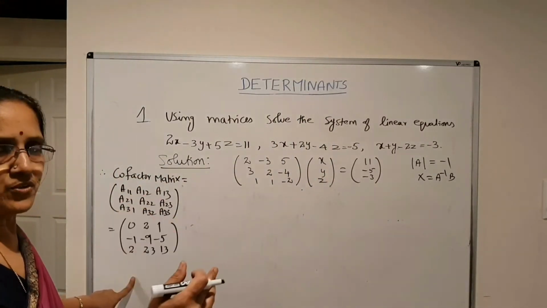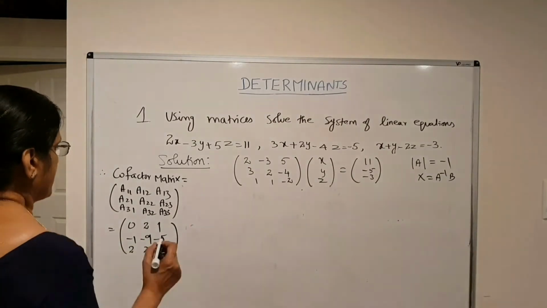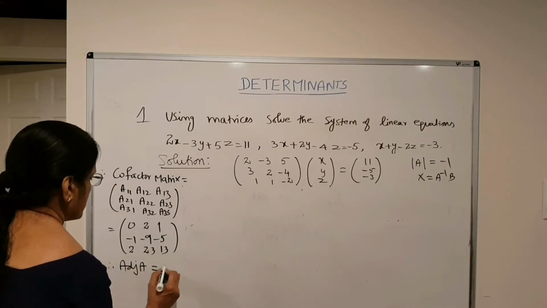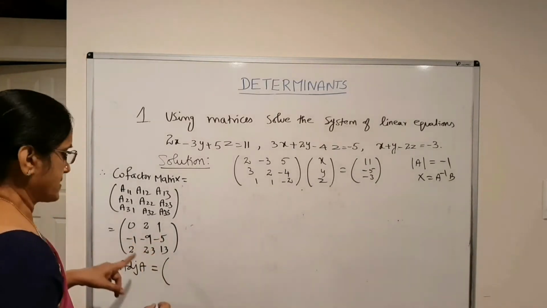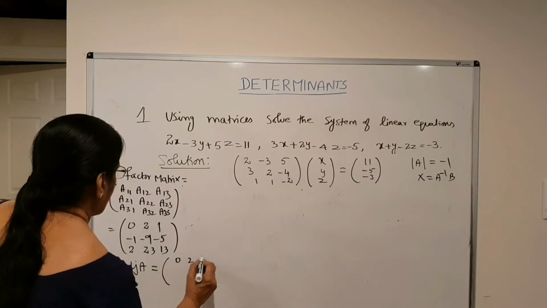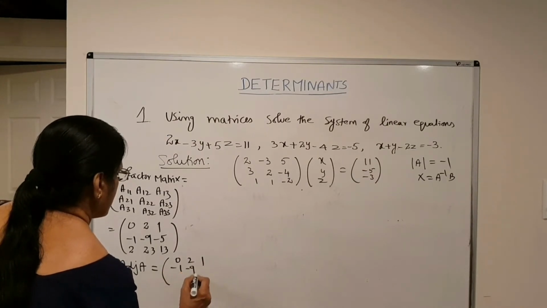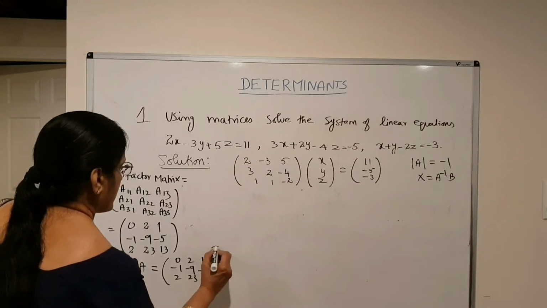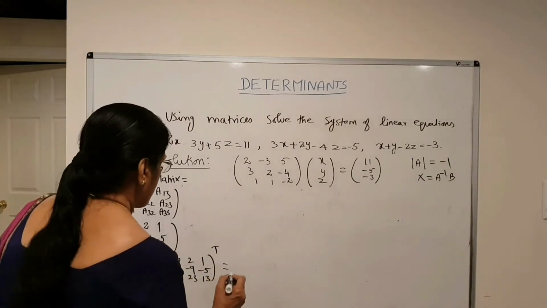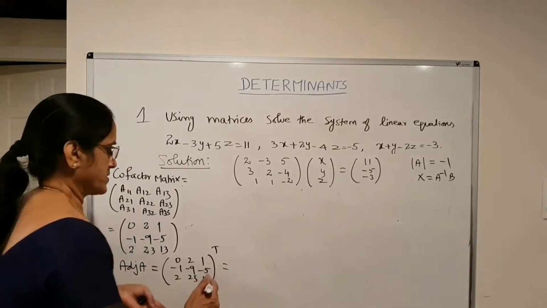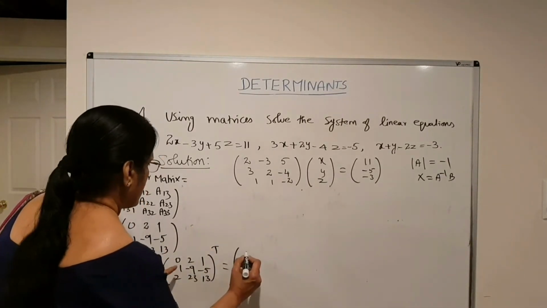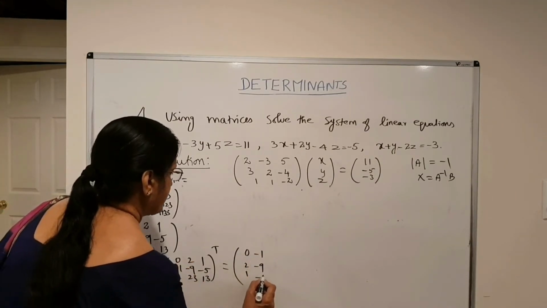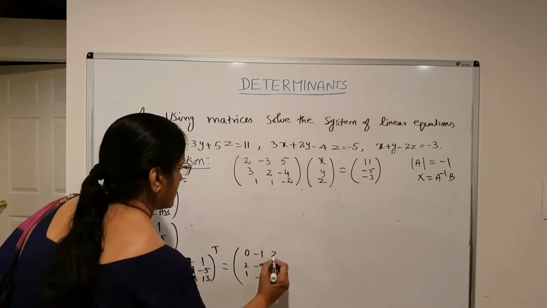Next, I have to write the adjoint of A. Therefore, adjoint A is equal to the transpose of the cofactor matrix. Here it is 0, 2, 1, minus 1, minus 9, minus 5, 2, 23, 13, the whole transpose. Now this is nothing but you have to interchange the rows and the columns. So that is going to give me: first row will become the first column, second row will become the second column, third row will become the third column.